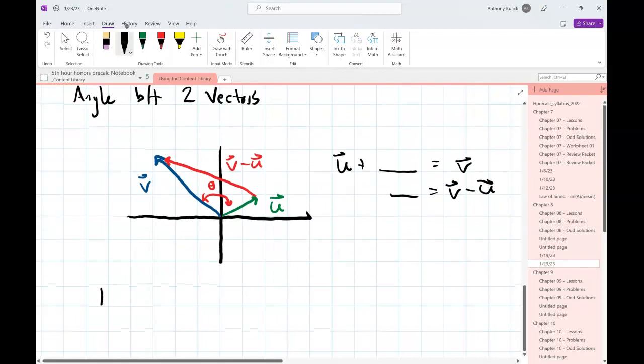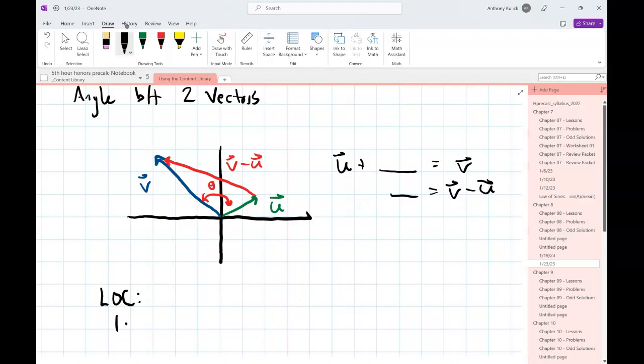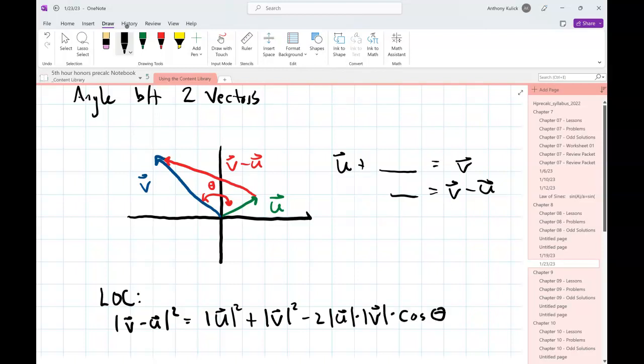All right. So if I use the law of cosines, I can say that the length of the side v minus u squared is equal to the length of the side u squared plus the length of vector v squared minus 2 times the length of vector u times the length of vector v times cosine theta. Everybody so far so good?